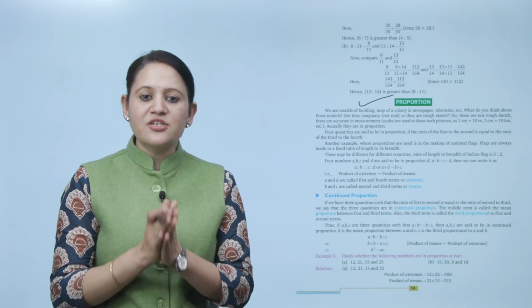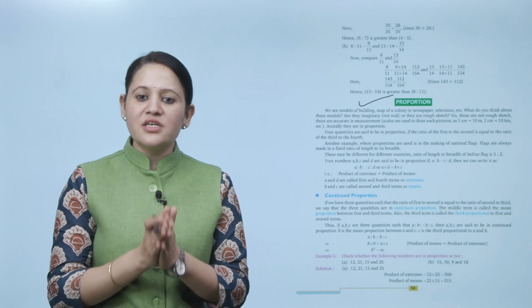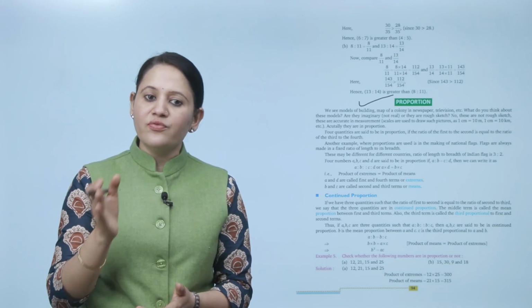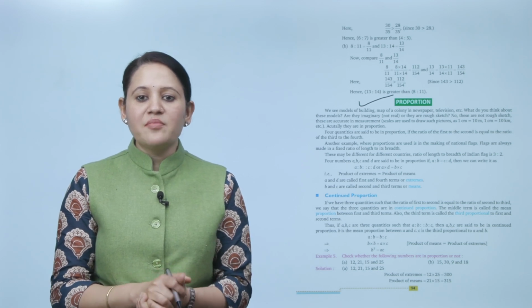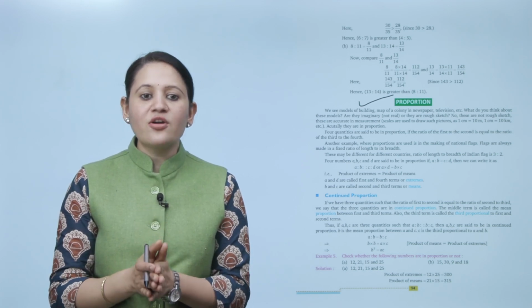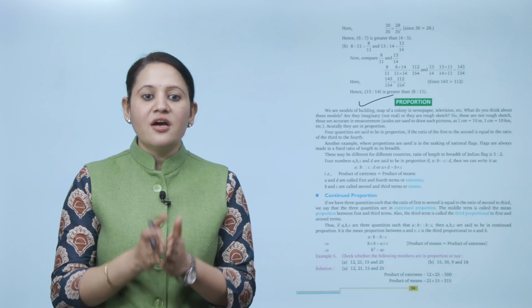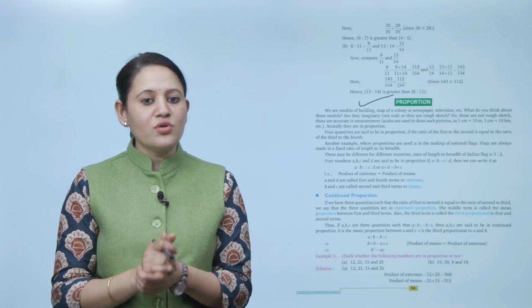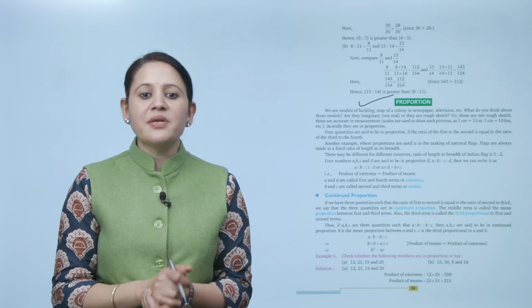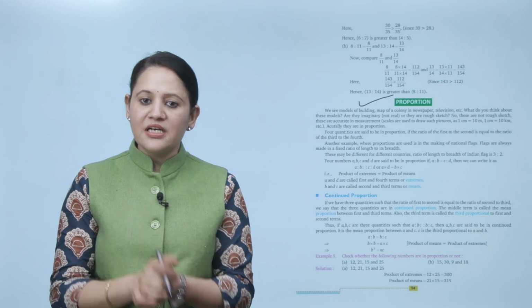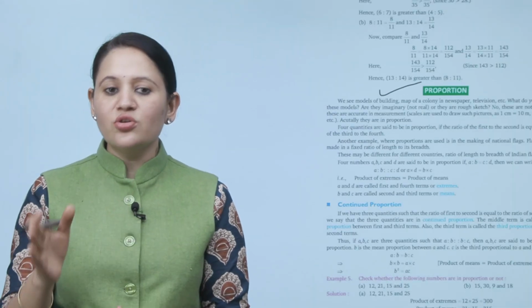Four quantities are said to be in proportion if the ratio of the first to the second is equal to the ratio of the third to the fourth. Another example where proportion is used is in making the national flag. Flags are always made in a fixed ratio of length to breadth. These may be different in different countries. The ratio of length to breadth in the Indian flag is 3:2.